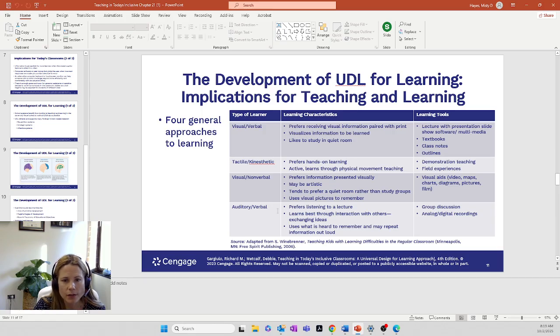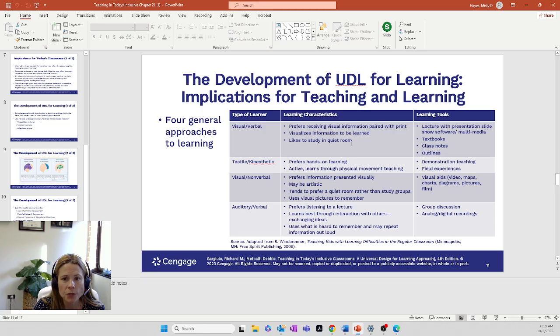And then lastly, you have auditory or verbal. So they're really good at listening to lectures or listening to you teach, right? They interact best with talking it out with their partners and exchanging ideas. They use what they hear from you and they like to repeat the information out loud. Okay, so those are the learning characteristics for each type of these learners.